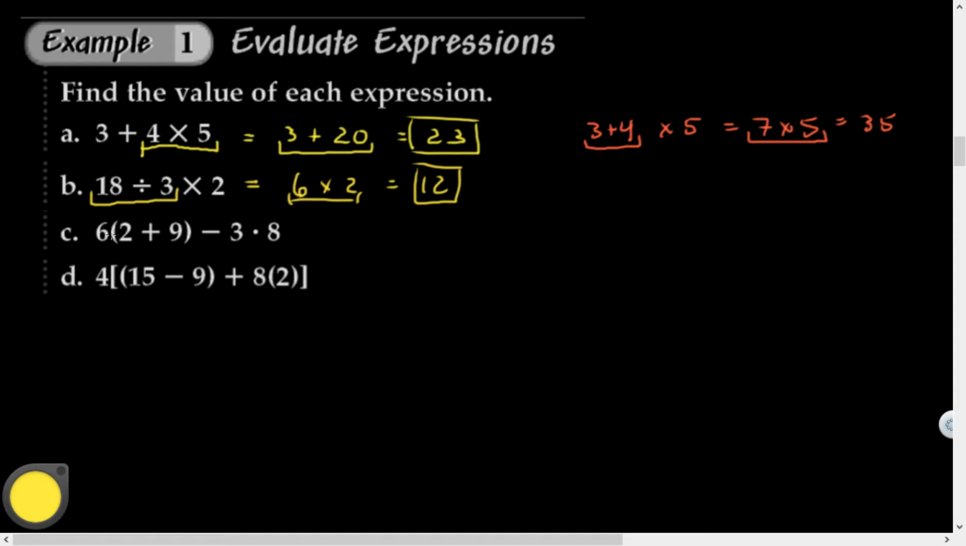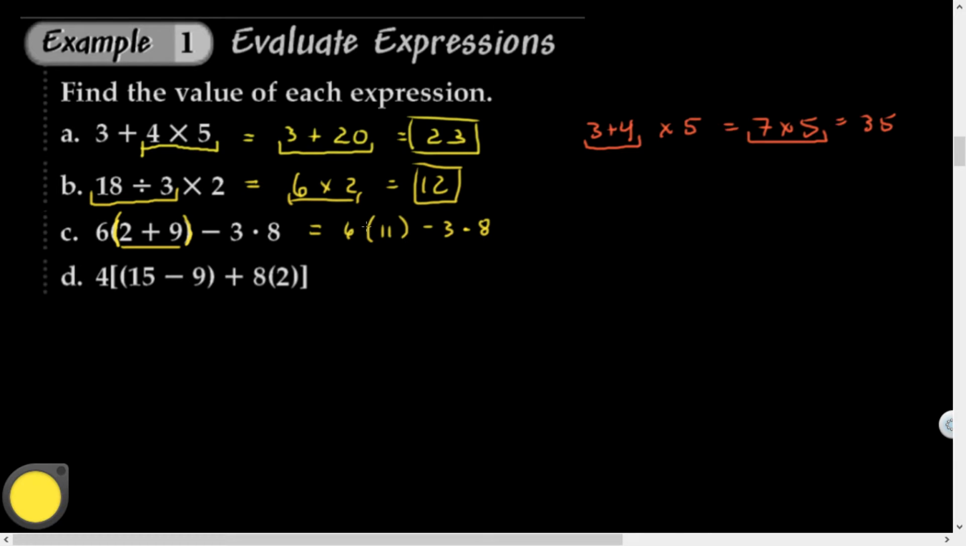So let's see. 2 plus 9. Which operation do I do first? I target the grouping symbols, so I'm going to work in the smallest inward set of grouping symbols. And within that, if there were multiple operations within the parentheses, I would have to do PEMDAS within the parentheses. But here there's just one operation, so I'm going to do 2 plus 9. So I'll have 6 times 2 plus 9 is 11, minus 3 times 8.